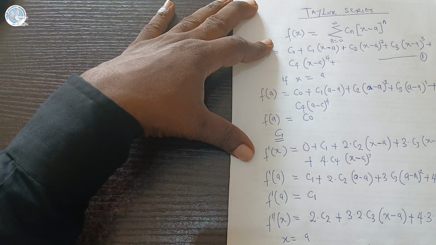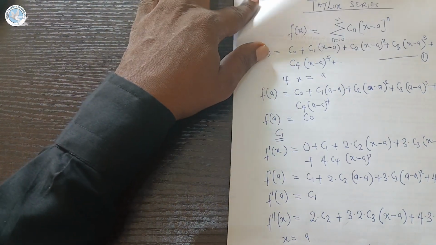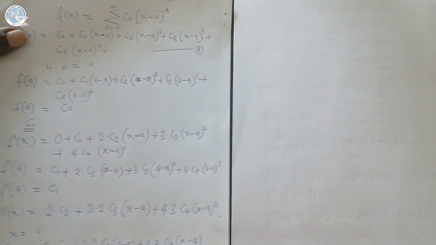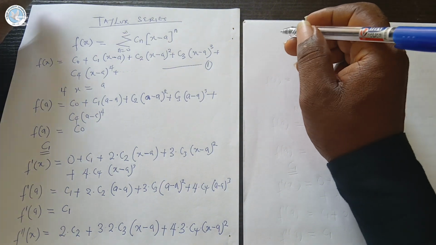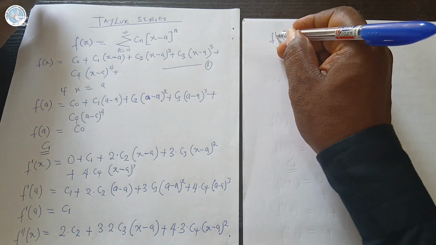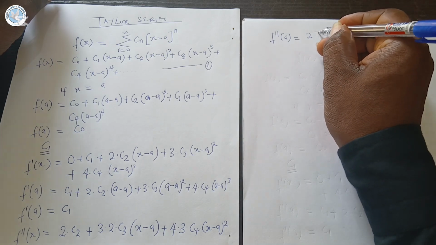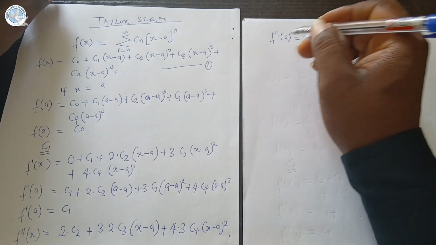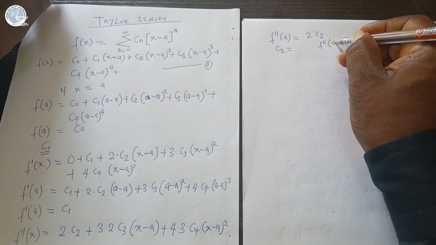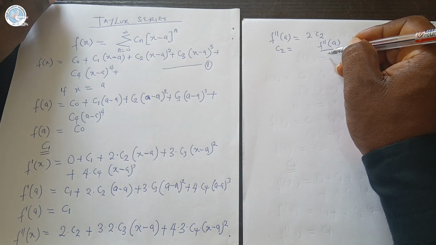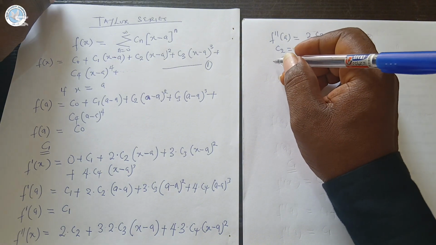So at this point we realize that the value of c2, let's go to the next page, the value of c2 is equal to: f double prime of a becomes 2 c2. So your c2 is f double prime of a divided by 2.